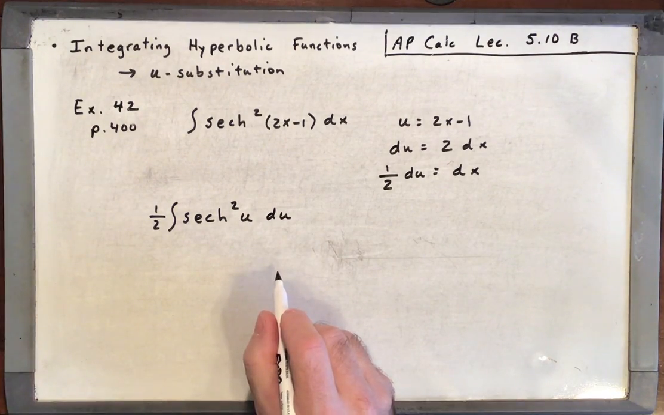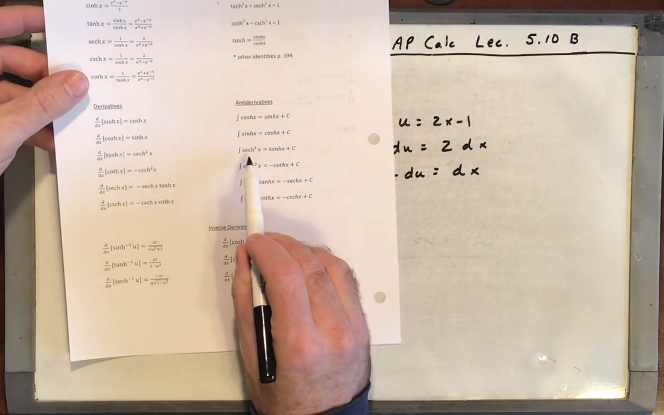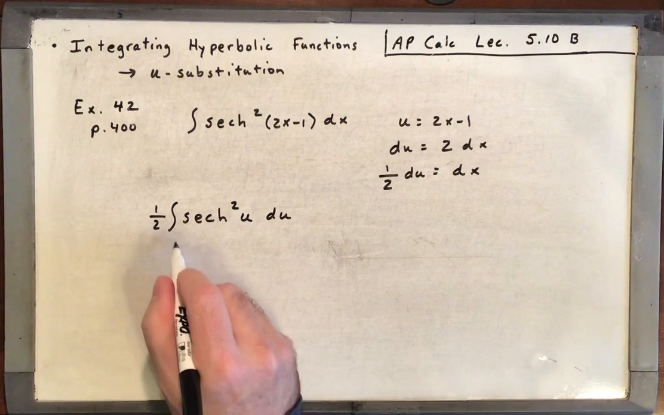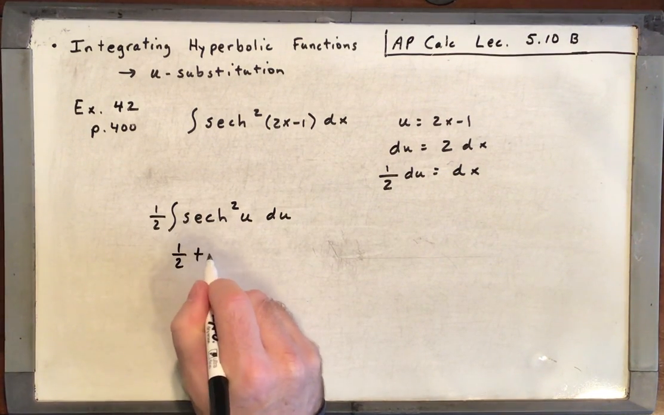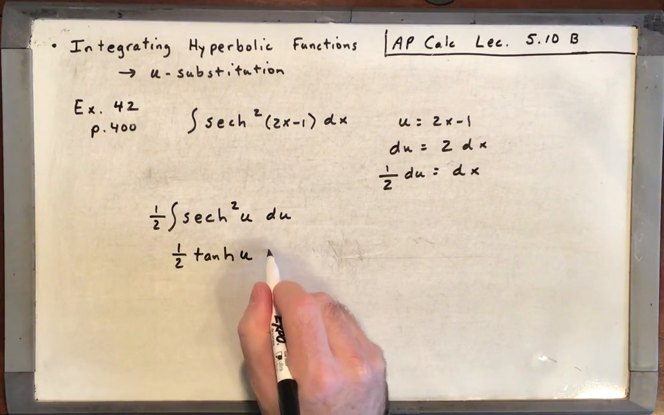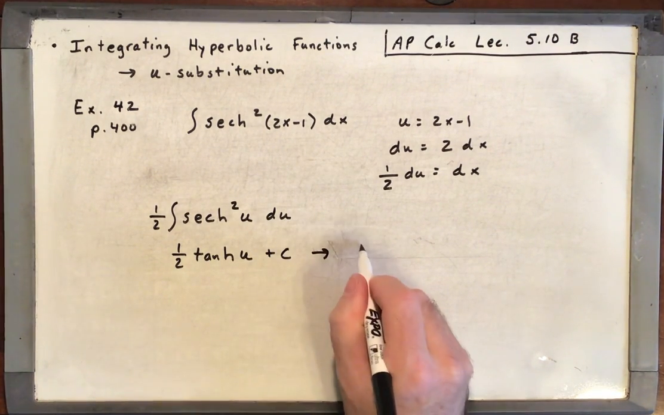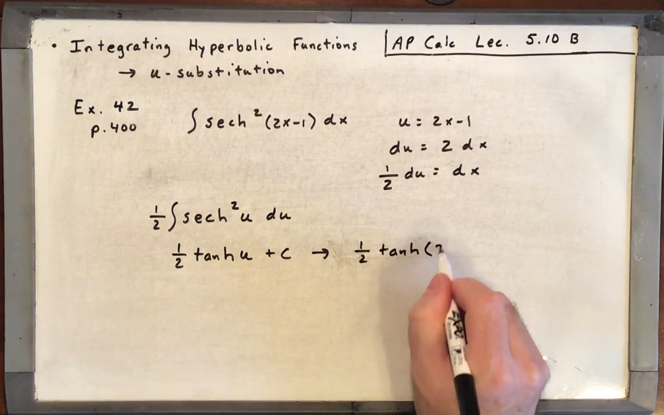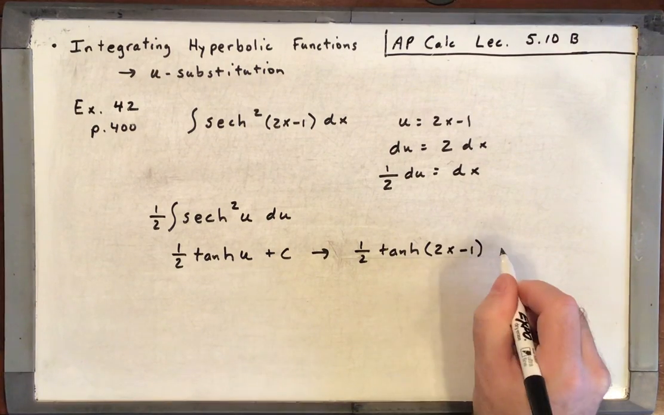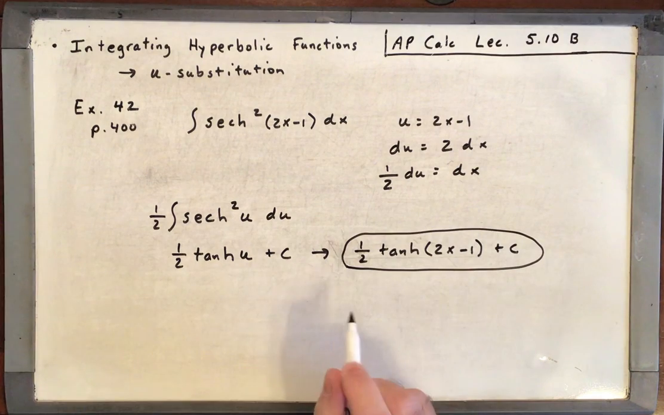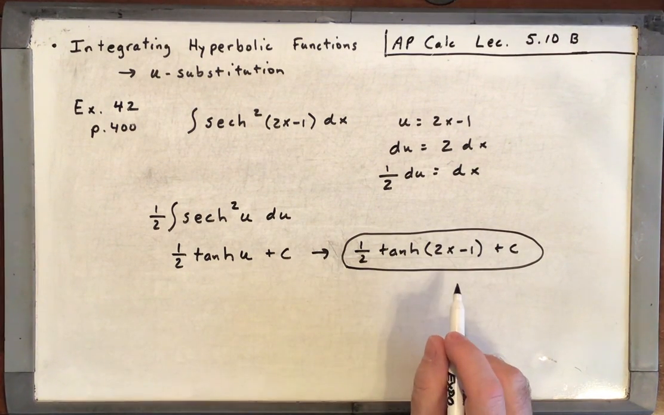Look at our sheet. The antiderivative of hyperbolic secant squared is hyperbolic tangent. So I'm going to have 1/2 hyperbolic tangent of u plus c. So that's 1/2 hyperbolic tangent of 2x minus 1 plus c. You can check that by taking the derivative. Might be worthwhile to try that on the test.